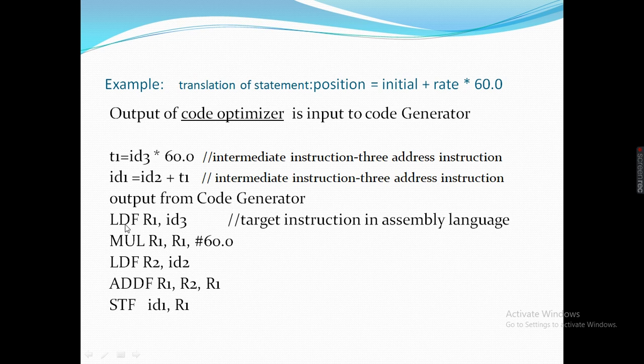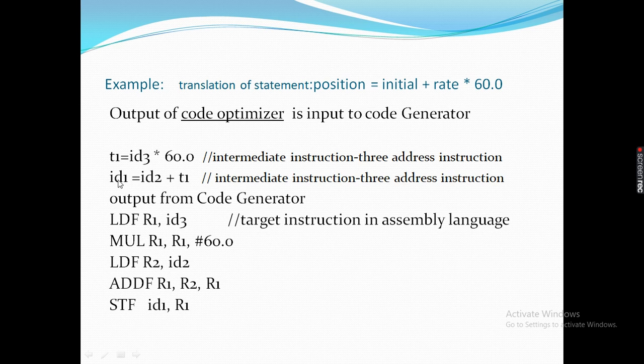So we have selected ldf and mulf instructions to translate this three address statement. So the first task of the code generator is selecting the instructions from the instruction set to translate each intermediate instruction.